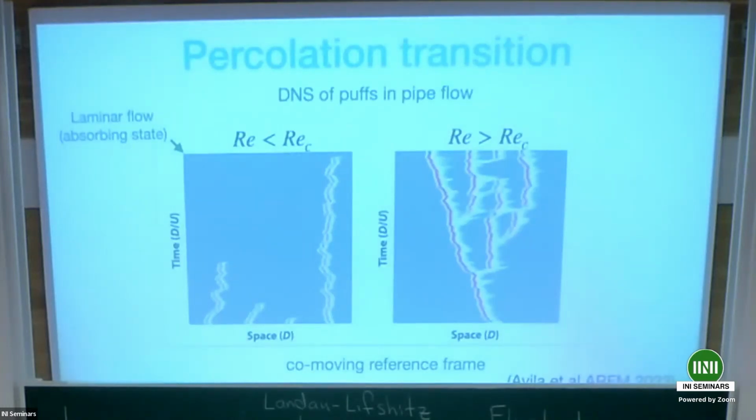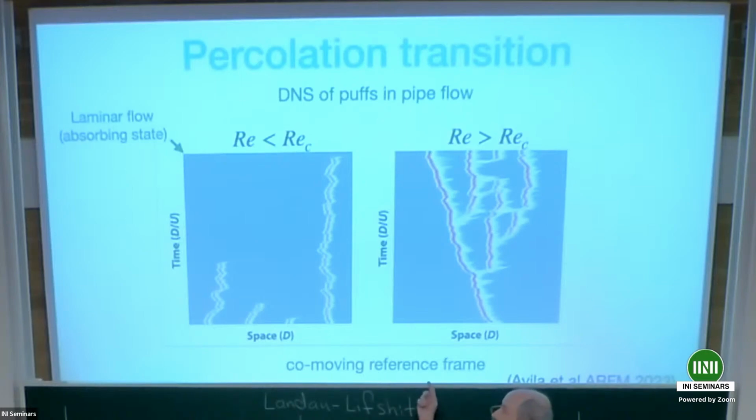Okay, and so this is a DNS of pipe flow, and there are several puffs in the pipe. One is below the critical Reynolds number, which we now know or have a very good approximation to, and one is above. And what you're seeing is space, pipe axis, and time. These things are all moving downstream, though it depends on how you orient the pipe, but you go into the frame of reference in which they're more or less stationary, of course.